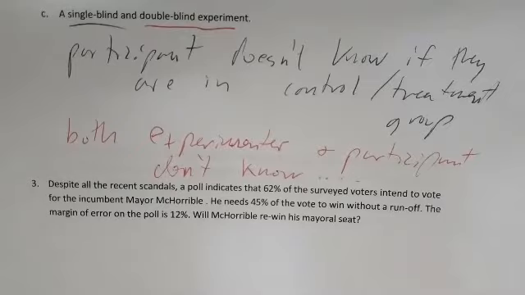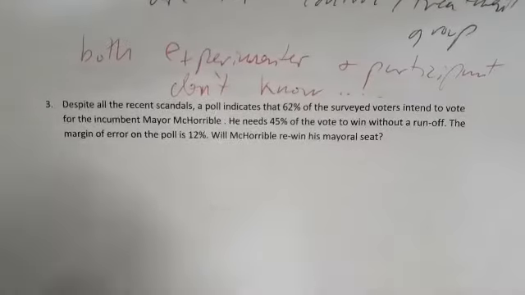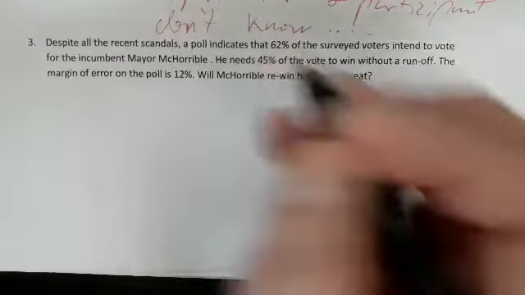Despite all the recent scandals, a poll indicates 62% of the surveyed voters intend to vote for the incumbent Mayor McHorrible. He needs 45% of the vote to win without a runoff. The margin of error in the poll is 12%. Will McHorrible re-win his mayoral seat? So if we look at this, what does he have? 62%.